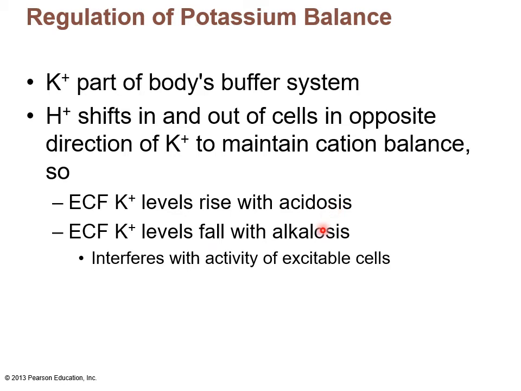And if you have alkalosis, then the cells will release hydrogen ions outside the cells and bring potassium in. So potassium levels fall with alkalosis. But that can interfere with the activity of excitable cells. So this shift for acidosis, alkalosis, can ultimately affect what's going on outside the cells because you're disturbing that potassium level.